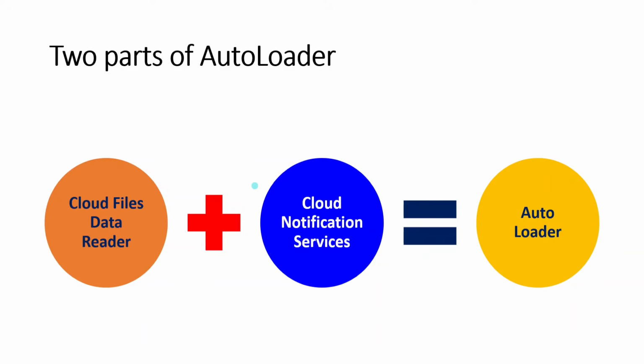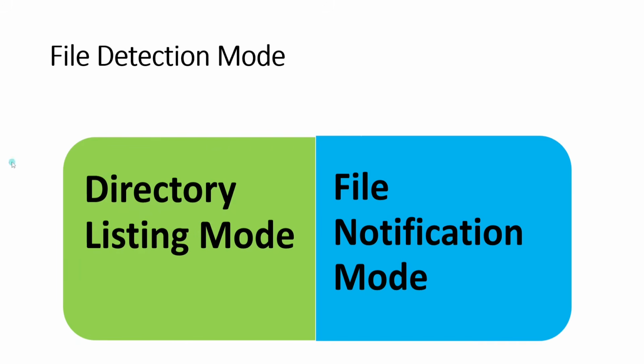So coming to processing in AutoLoader, it has two major parts. Right. Coming to file detection mode, as I mentioned in the previous slide, we have two different file detection modes. One is directory listing mode. Another one is file notification mode. Directory listing mode is the default one. We don't need to specify anything explicitly. But for file notification mode, we have to specify it explicitly.